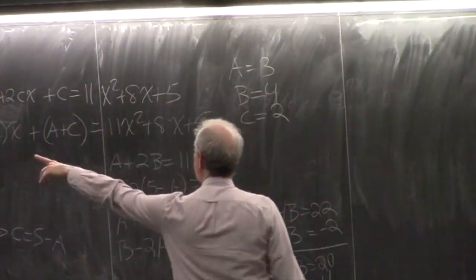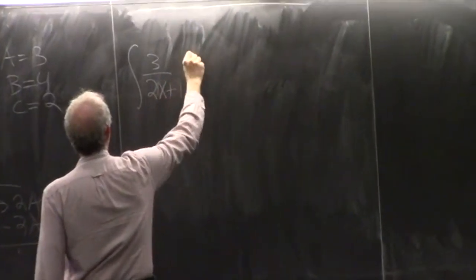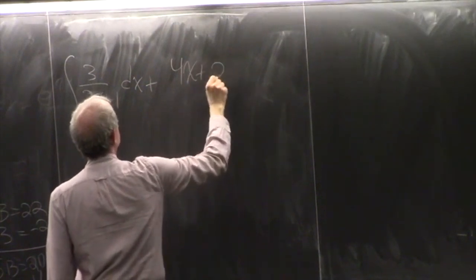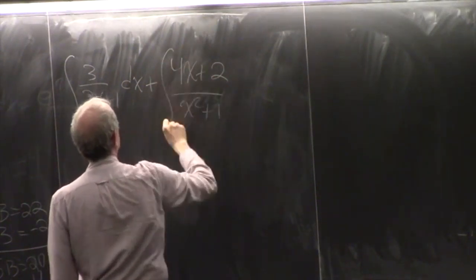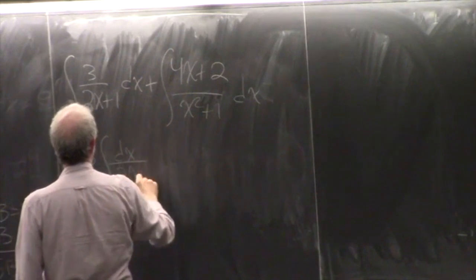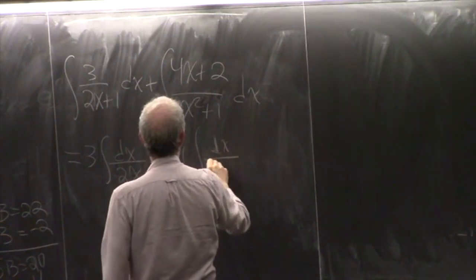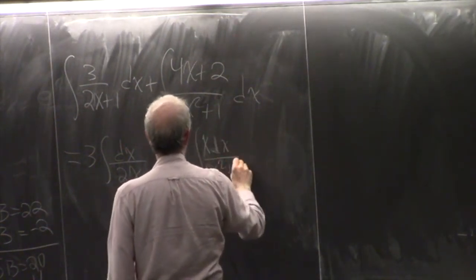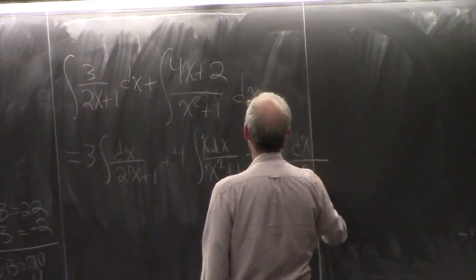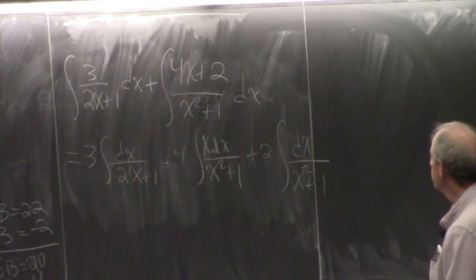Alright, so that means that we can take our integral and now rewrite it as 3 over 2x plus 1 dx plus 4x plus 2 over x squared plus 1 dx, or 3 the integral of dx over 2x plus 1 plus 4 the integral of x dx over x squared plus 1 plus 2 the integral dx over x squared plus 1. A lot of work. Okay, so far so good?